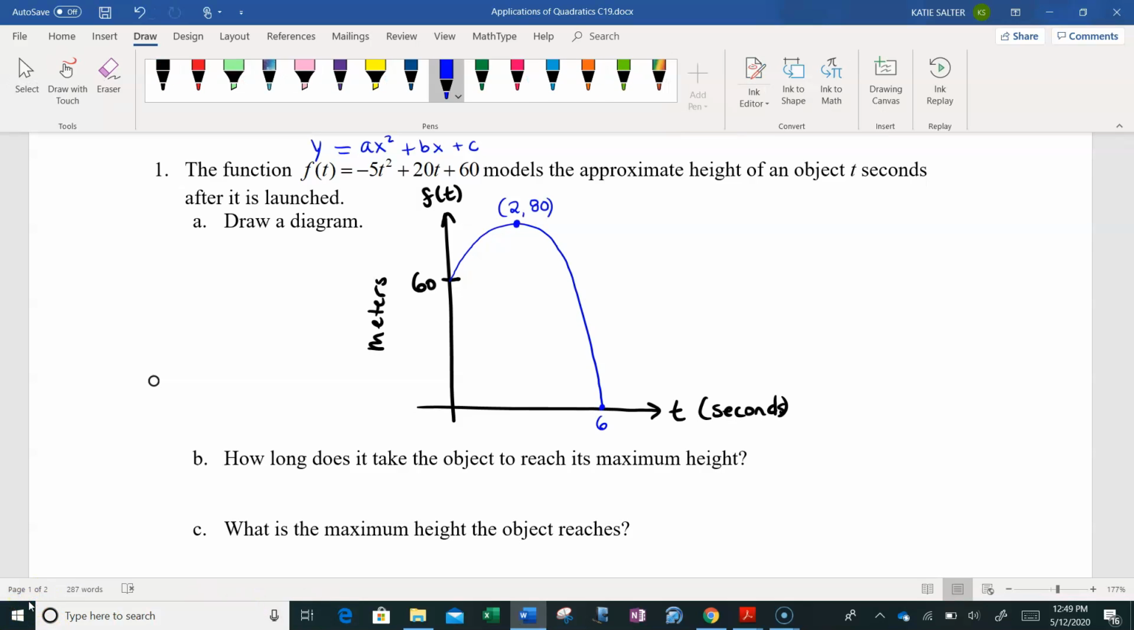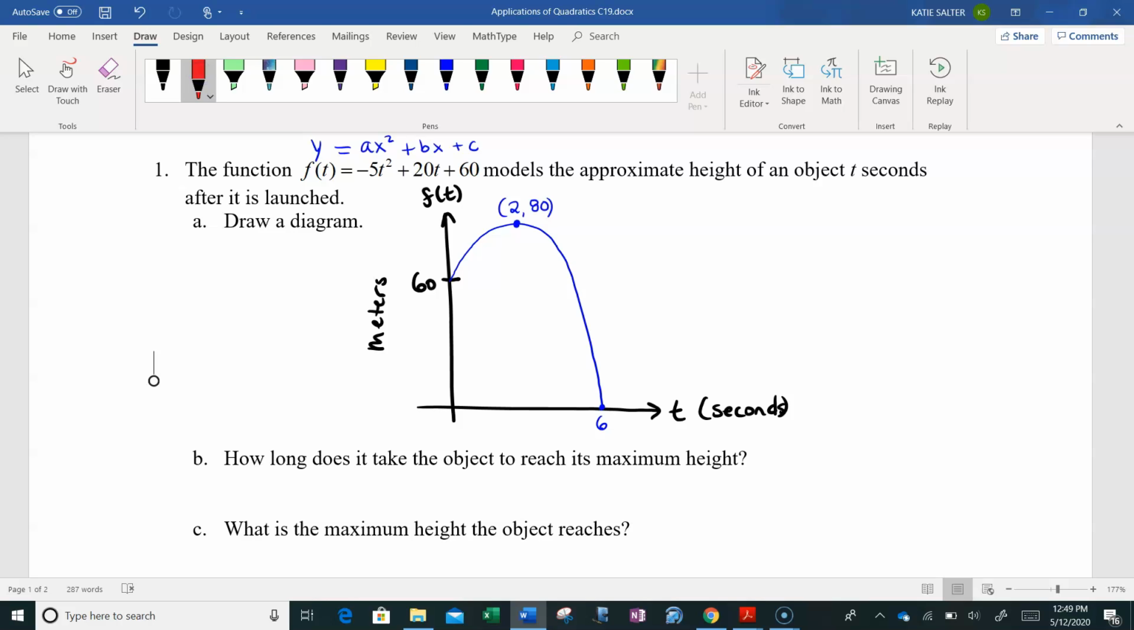All right, so let's get into answering some questions. How long does it take the object to reach its maximum height? And what is the maximum height the object reaches? All right, so you have to think about which one of these key features is going to answer that question. Is it going to be the y-intercept? Would that be the maximum height of the object? No, that would be the initial height of the object.